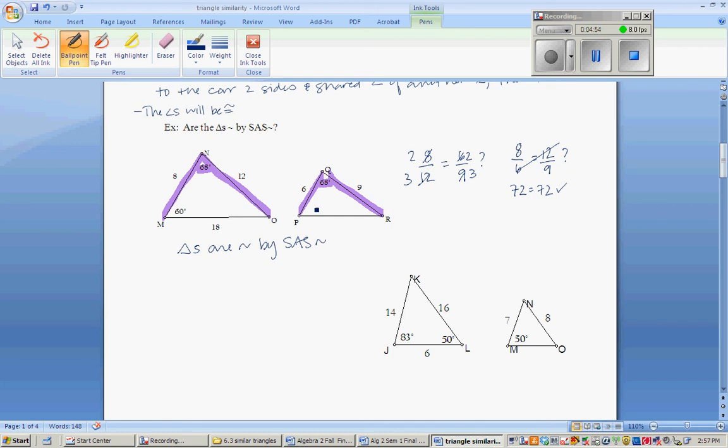So I would be able to fill in that this angle here is 60 degrees. I would be able to fill in this side by setting up a proportion. You could fill in a lot of information.